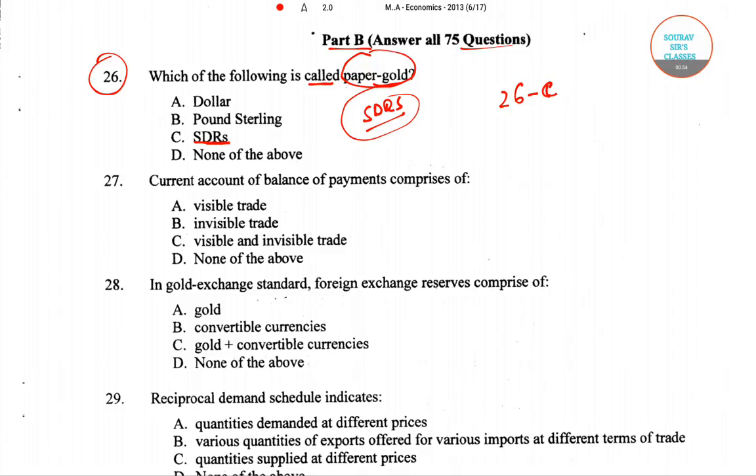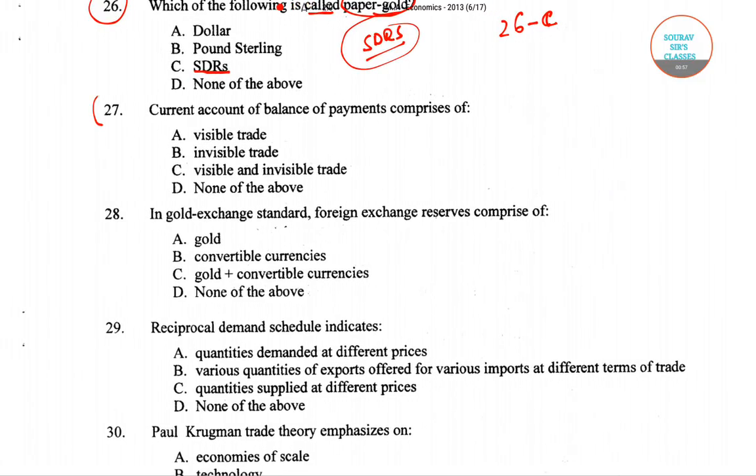Now we'll go straight to the next question, which is question number 27. It is asked that current account of balance of payment comprises of, four options are given. The right answer is visible and invisible trade. So option C is the right answer. Current account balance of payment comprises of visible and invisible trade.